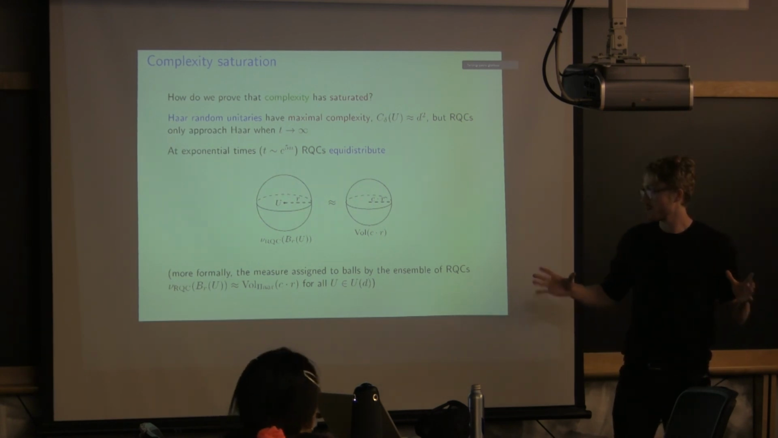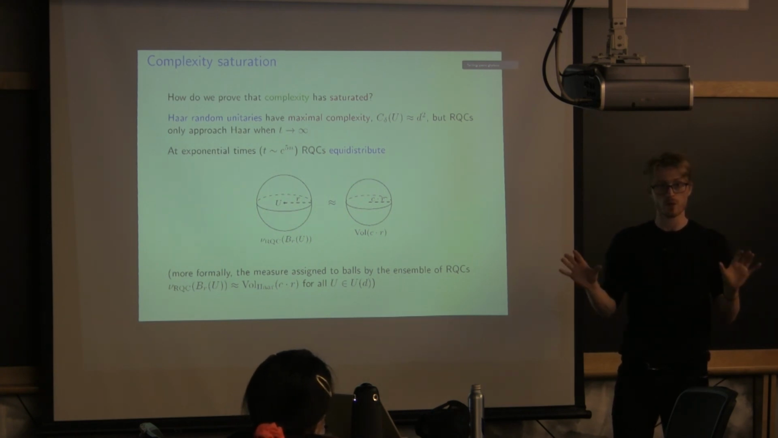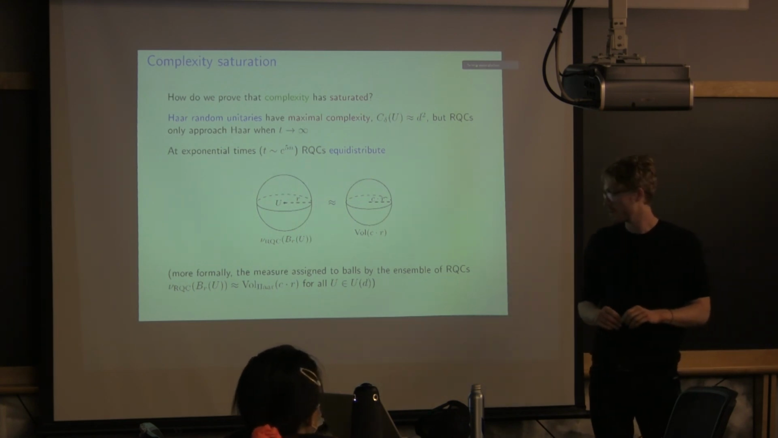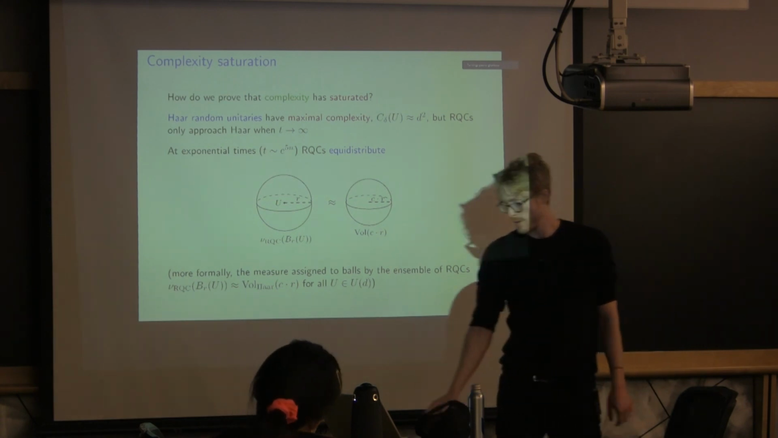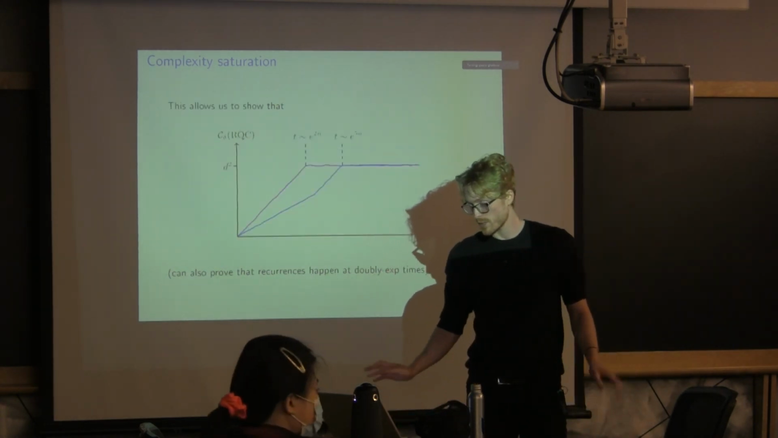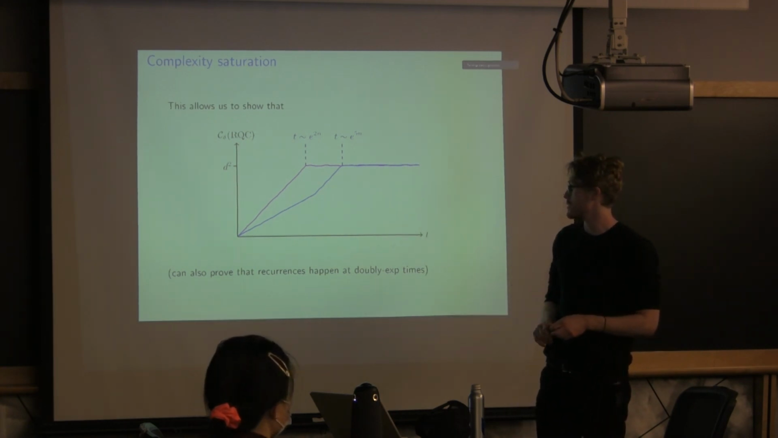And you're just saying that that volume is close to the Haar volume, sort of upper and lower bounded by Haar volume, for balls of similar radius. So sort of locally, volumes look very similar to Haar. And that actually allows you to prove complexity saturation at some time, which is very close to what you expect.